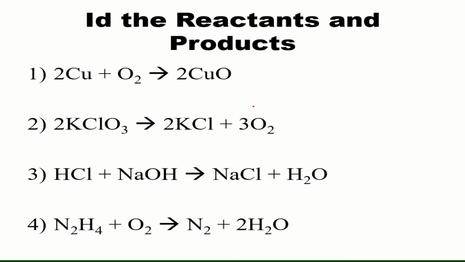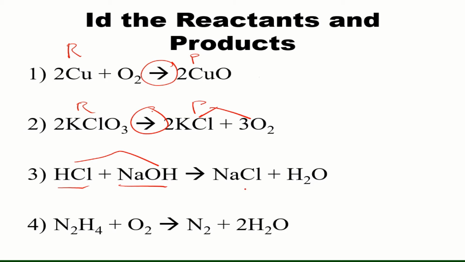So now let's identify the reactants and the products. Before the arrow, they are the reactants. So these are the reactants, these are the products. Both of them are products because they are after the arrow. This one, and the HCl and sodium hydroxide, are also the reactants. After the arrow, these two are called the products.